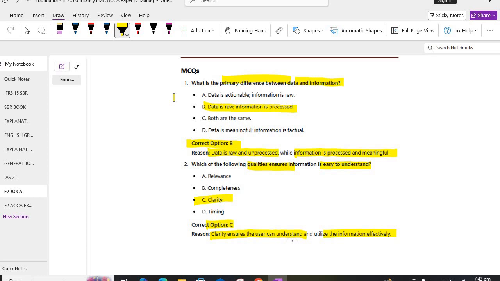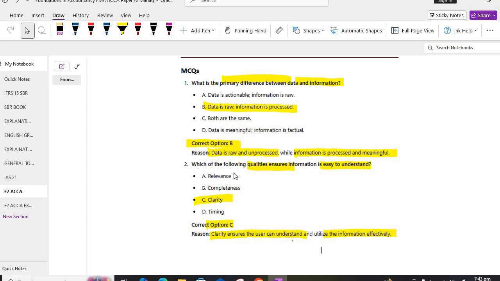So this is the end of this lecture, but let me summarize the key concepts. We have discussed data and information, and I have told you that data is a raw and unprocessed fact, event or transaction, and information is processed data that is meaningful and useful for decision making. Then we have discussed the qualities of good information, that information should be relevant, which means that information should be relevant to the purpose for which it is needed.